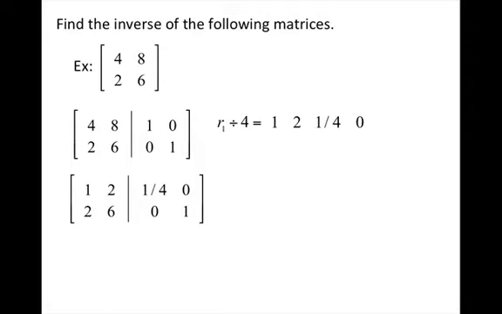Now that I have my 1 in place, I want the 2 to become a 0. So change its sign to a -2 and multiply by the 1 that's in row 1. So I'm going to have -2 times row 1.